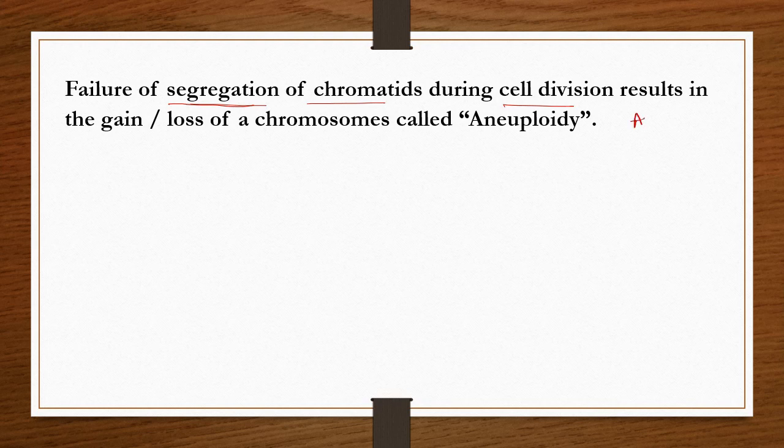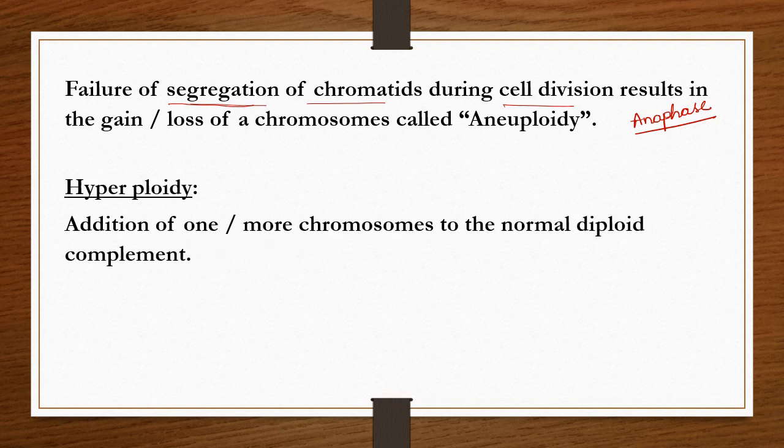Separation of chromatids takes place during anaphase. During anaphase, if the chromosomes are not separated, it leads to either an increase or a decrease in the number of chromosomes. That condition we call aneuploidy. Now, hyperploidy: when the number of chromosomes is increased, the addition of one or more chromosomes to the normal diploid complement is called hyperploidy.